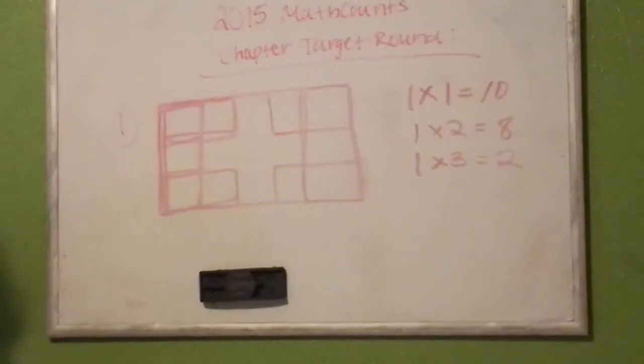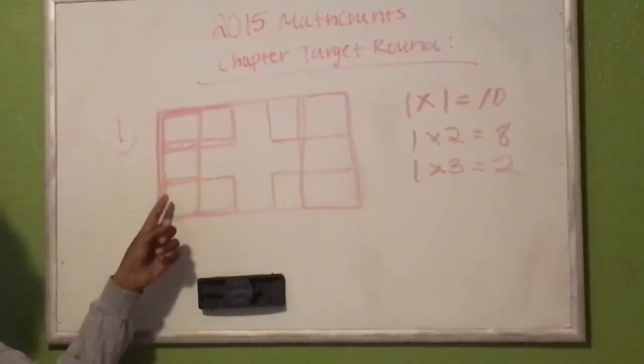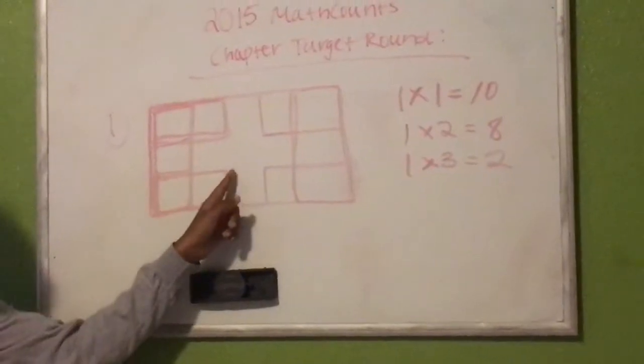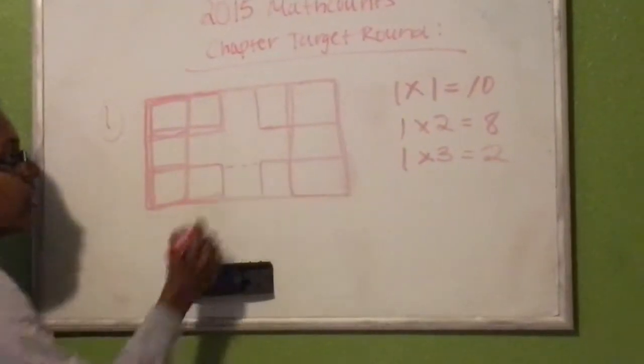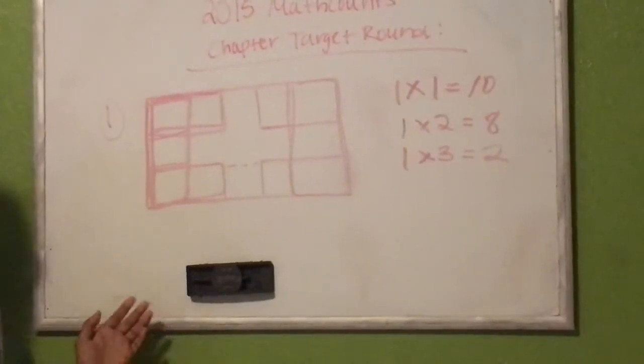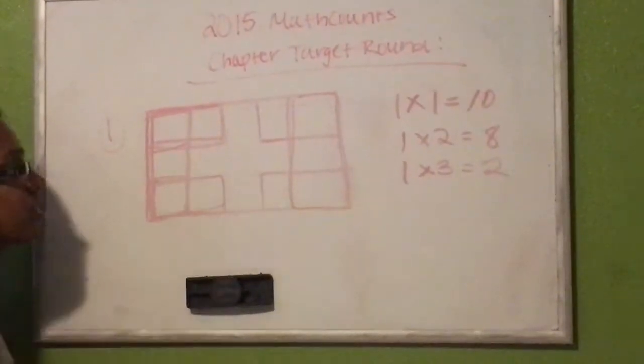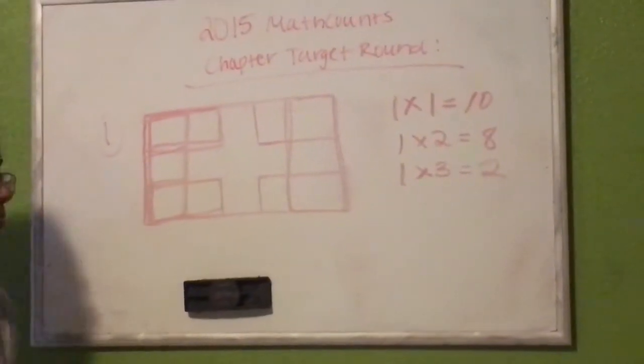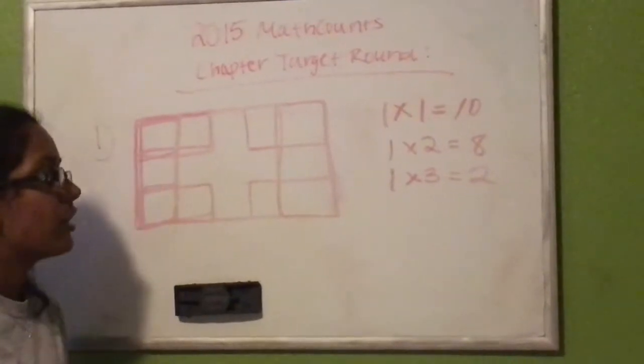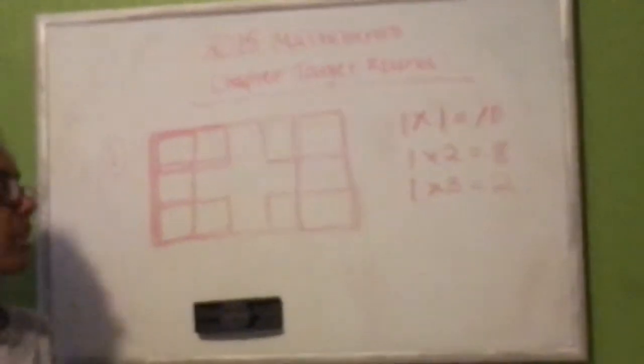Now, we can't do a 1 by 4 because if we were trying to do a 1 by 4, we would need a line right here. Because the figure does not give us a line right there, we cannot use that to count for the number of rectangles. So we move on to our 2s.